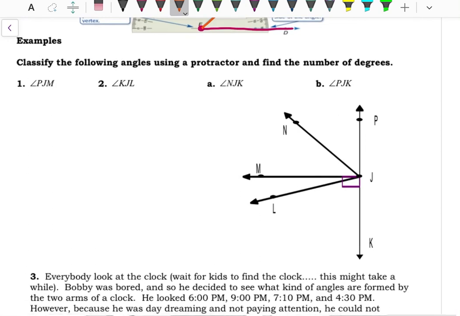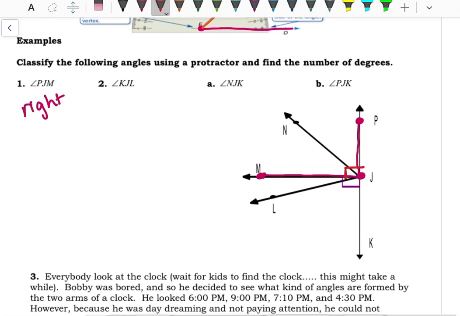Okay, for these angles, I'm just going to classify them without a protractor because I don't have one, and then you can find the number of degrees. First angle is angle PJM. P is here, J is here, M is here, so we're going to trace that. This angle is a right angle. It has a square box right here, actually on the other side, but you can put two square boxes if you see one, but that is a right angle.